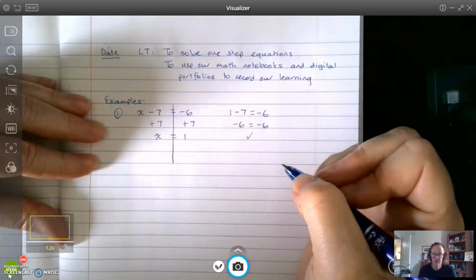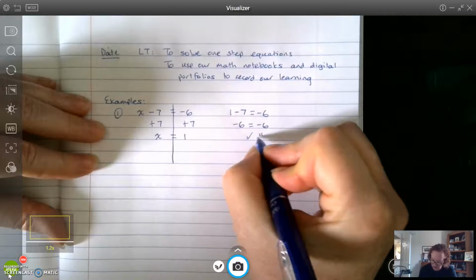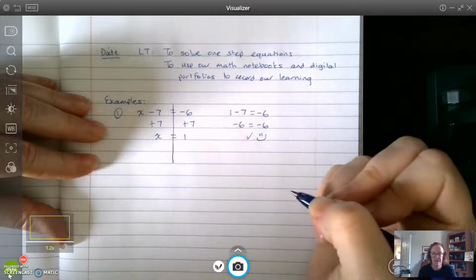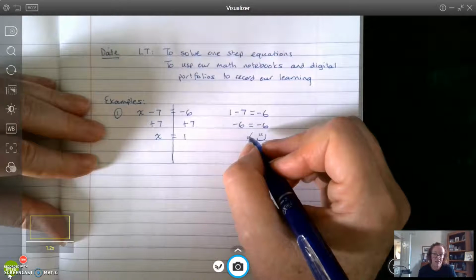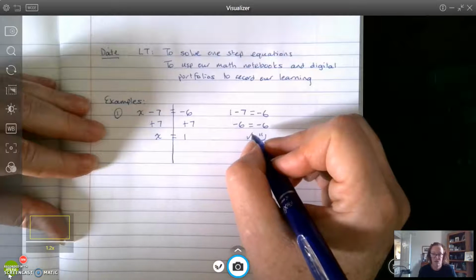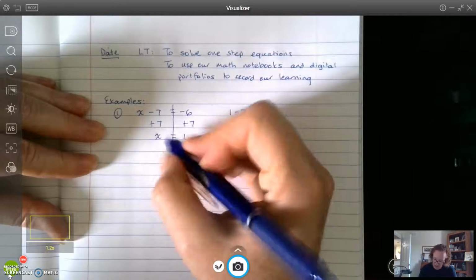I like to put a check mark to say that I've checked it. It also makes me happy, so I add a smiley face. You do not have to add the smiley face. The check mark is a great idea, but I'm not going to hassle you about it if you don't do that part. So that's our first example.